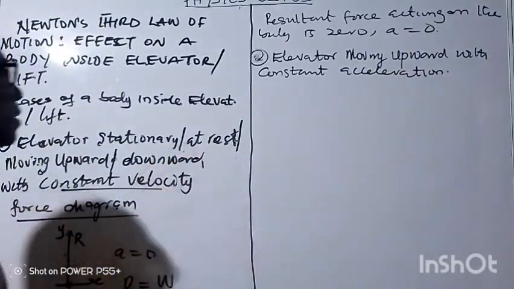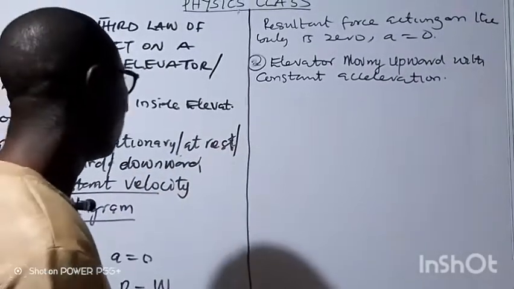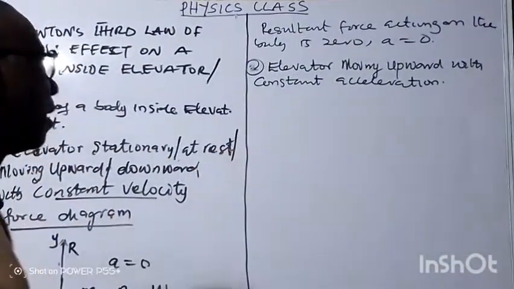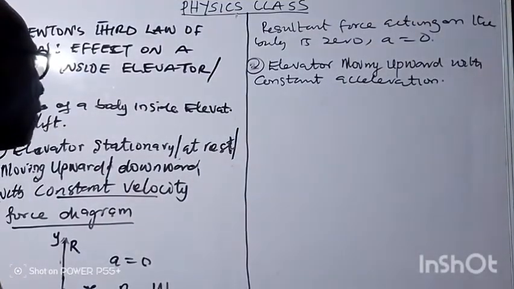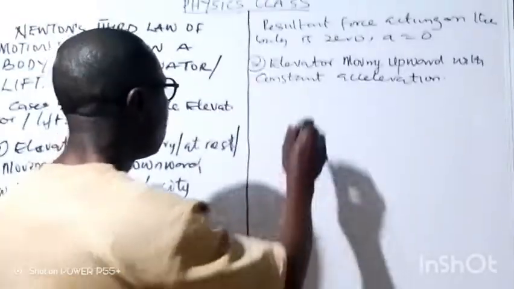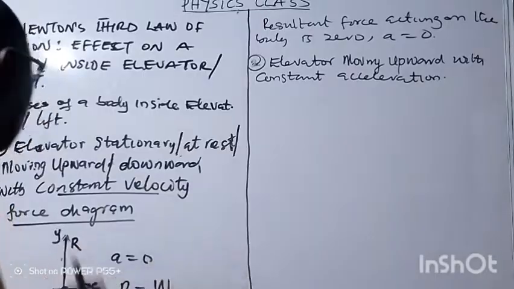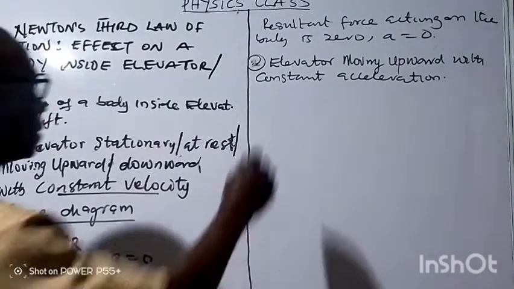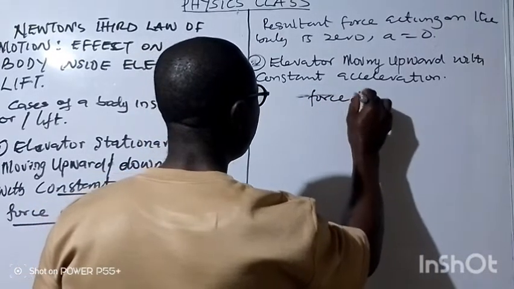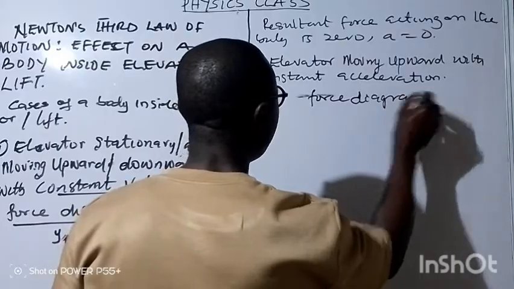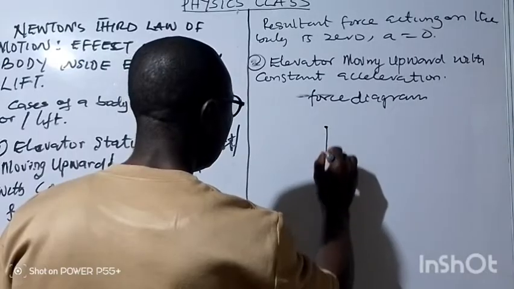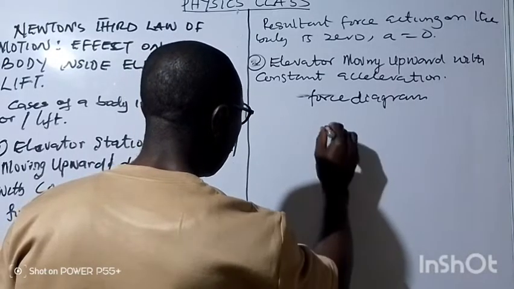Because the reaction from the floor of the elevator produced on the body is greater than the weight of the object. Therefore, there will be a gain in weight of the body. The diagram, like the first one we treated, is as this. As we said, there will be a gain in weight of that object.